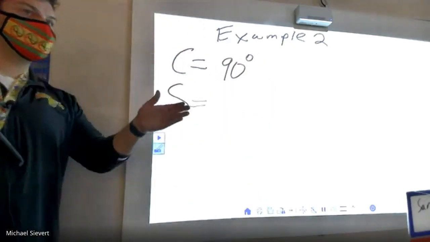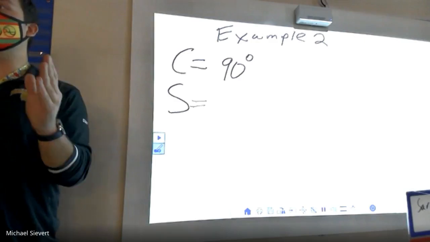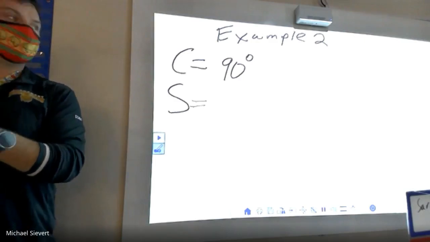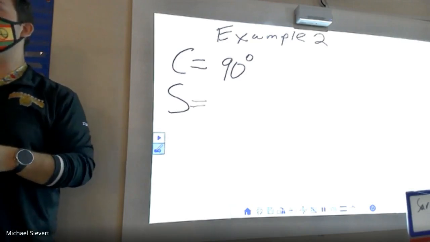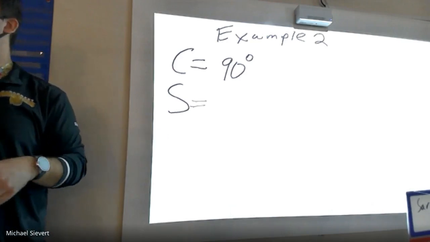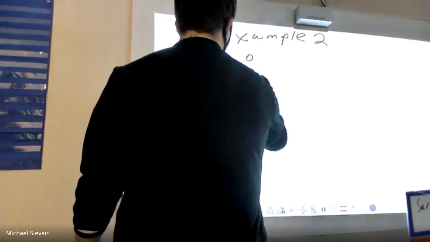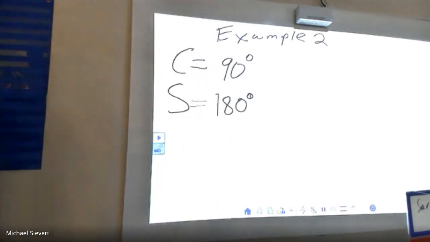So whatever these two angles are, when they're added together, they will always equal 90. How about supplementary? What do they equal? Destiny. They will equal 180. You have to know that. That is so, so very much important.